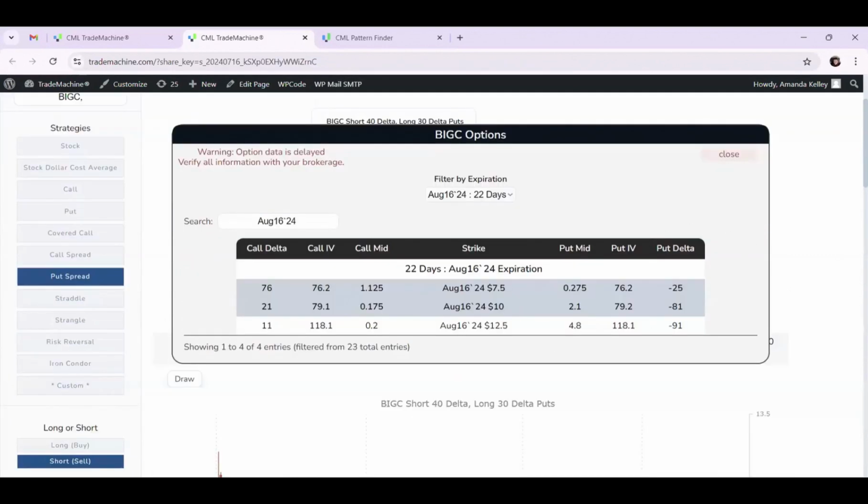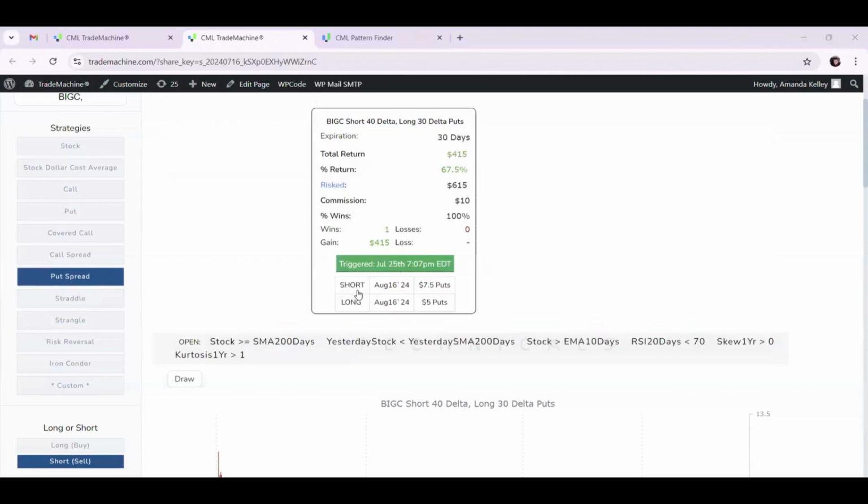Here are the options. Let's do a quick screenshot so we can compare. As you can see, the short was supposed to be at the 40 delta, and closest to 40 delta is going to be the August 16th, 2024 puts. And that's also going to be the closest options. Since it's aftermarket, it looks like it has dropped off one of the options because it's not showing the $5 puts on my options chain, but this would be the trade that tomorrow is going to reflect in TradeMachine.